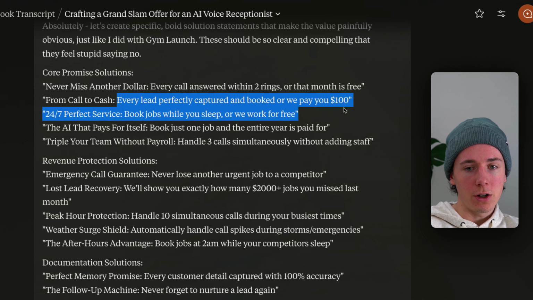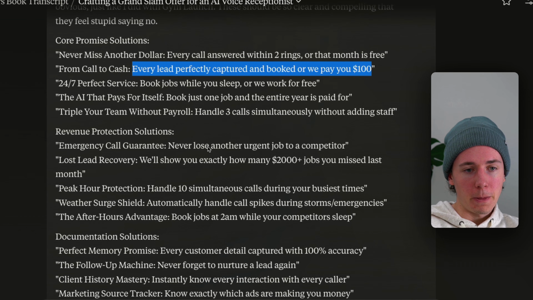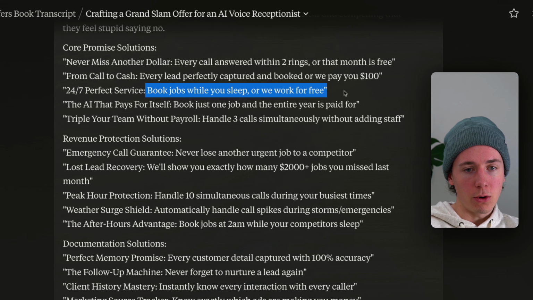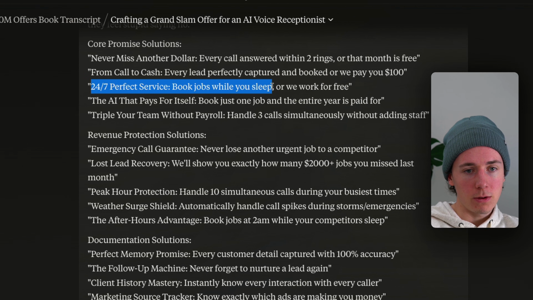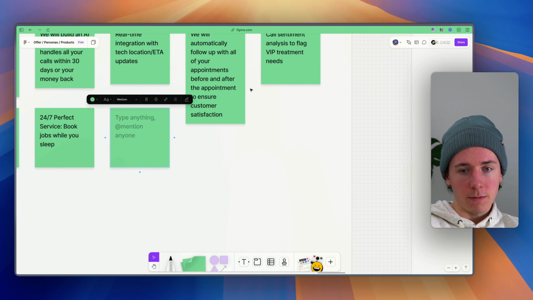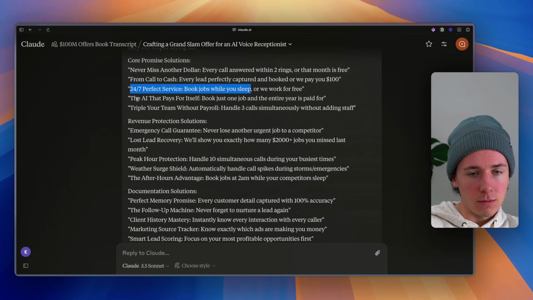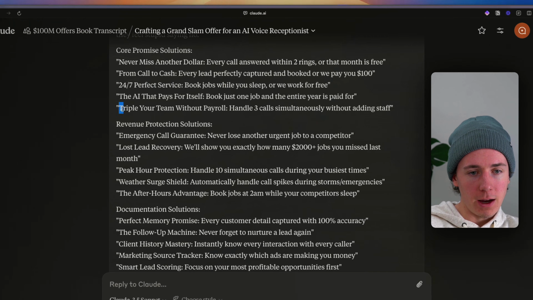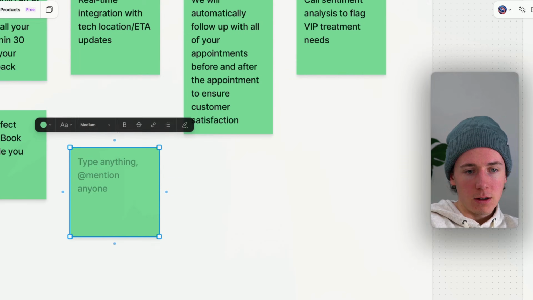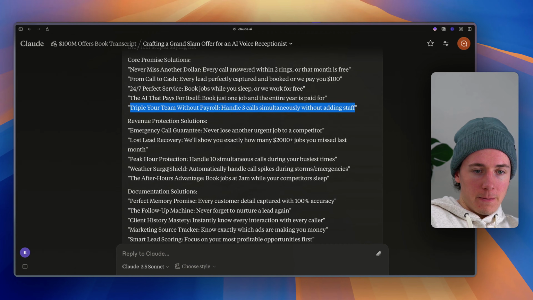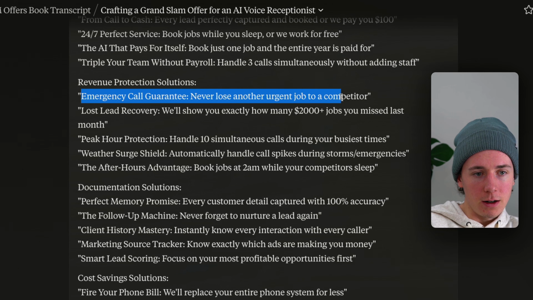Or we pay you $100. Book jobs while you sleep, or we work for free. Book jobs while you sleep. All right. Triple your team without payroll. Handle 3 calls simultaneously without having staff. Okay. The next one is never lose another urgent job to a competitor.